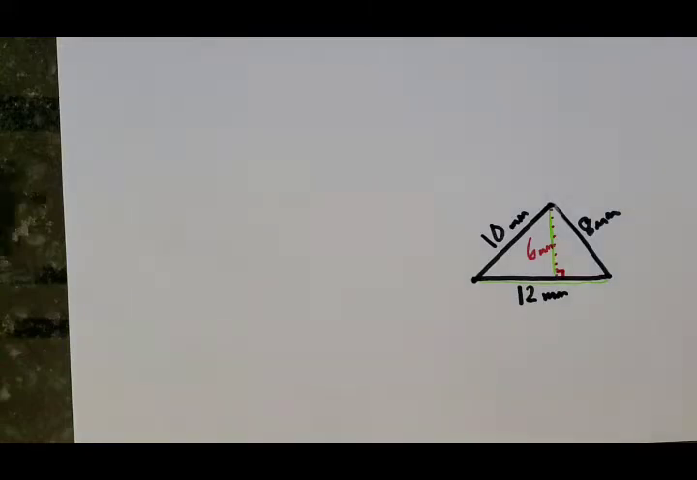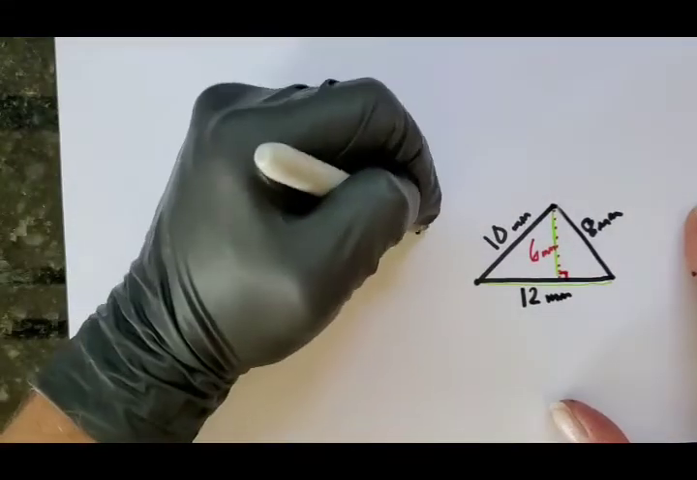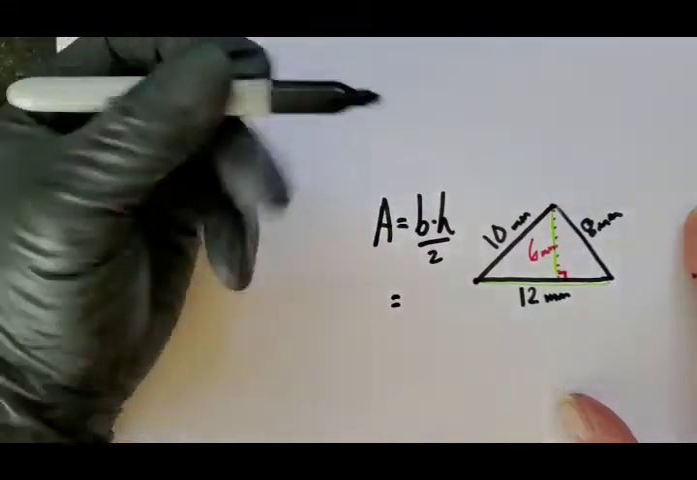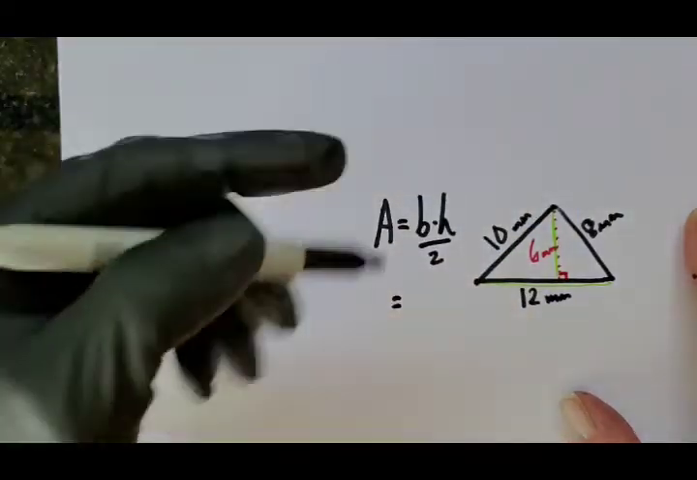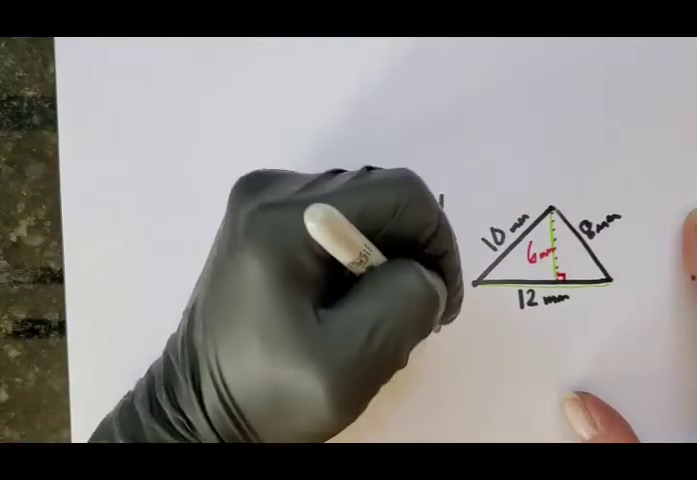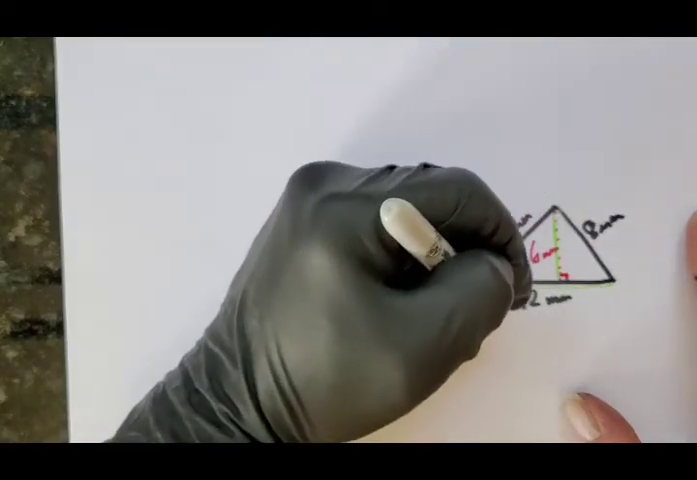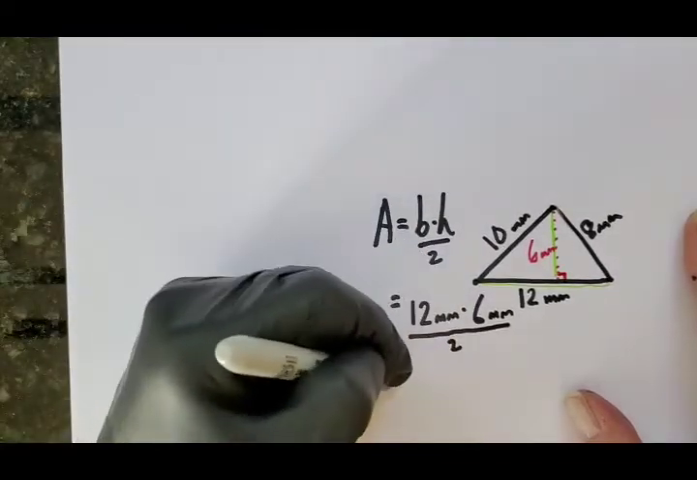So let's go ahead and plug those values into the formula. You're going to write the formula first. Area equals base times height divided by 2. You're going to plug in the values. In this case, base and height are these values. So I'm going to go with 12 millimeters times 6 millimeters, all divided by 2. And then do the math.